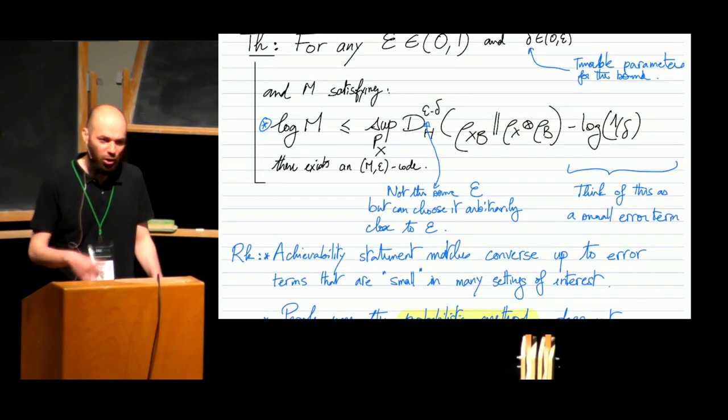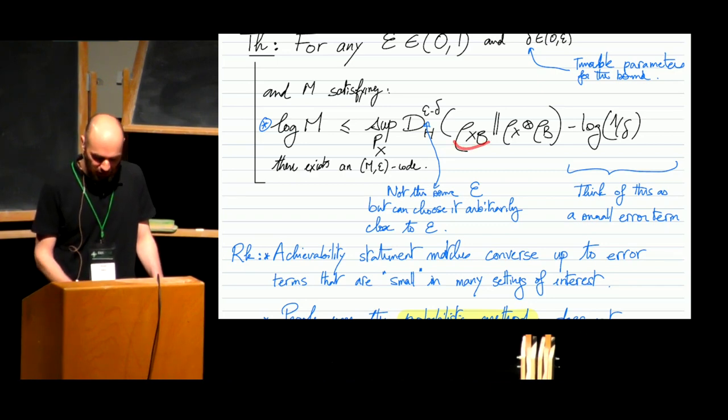Now I should do the opposite. I should say that given that I have a good tester between rho XB and rho X tensor rho B, I can construct a code.